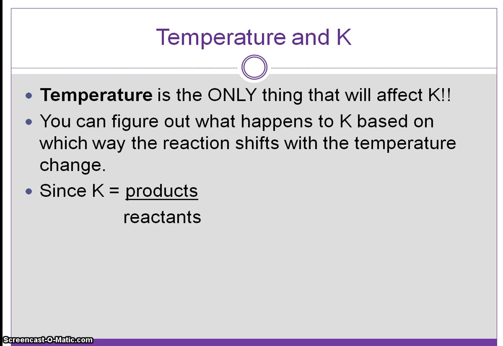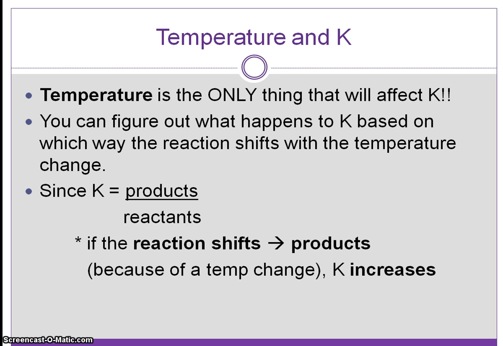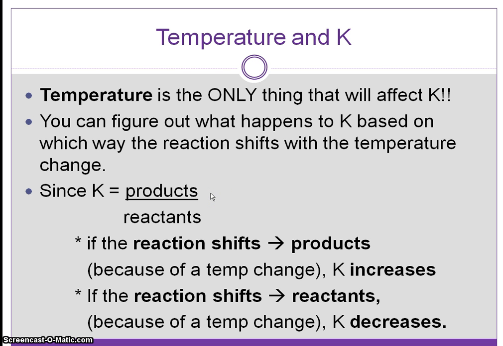So since K is products over reactants, if the reaction shifts to the right, that means you're increasing the products. So if you look at this fraction, if the top of the fraction gets bigger, then K is also going to get bigger. If the reaction shifts to the reactants, that means the bottom of the fraction is getting bigger, so K is going to decrease.